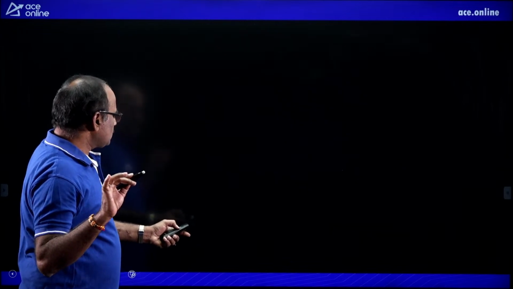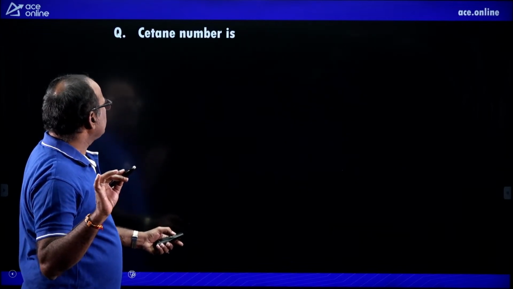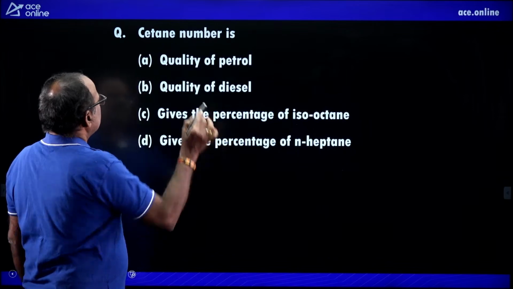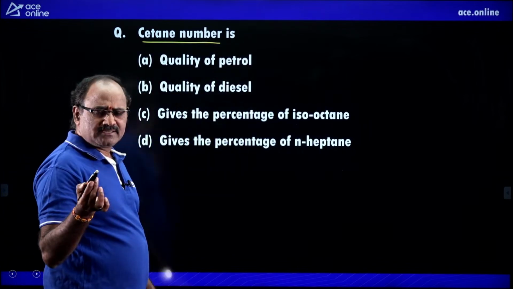Then look at the next question. Try to read it clearly. It is asked like this. Seat number. Seat number is the right.